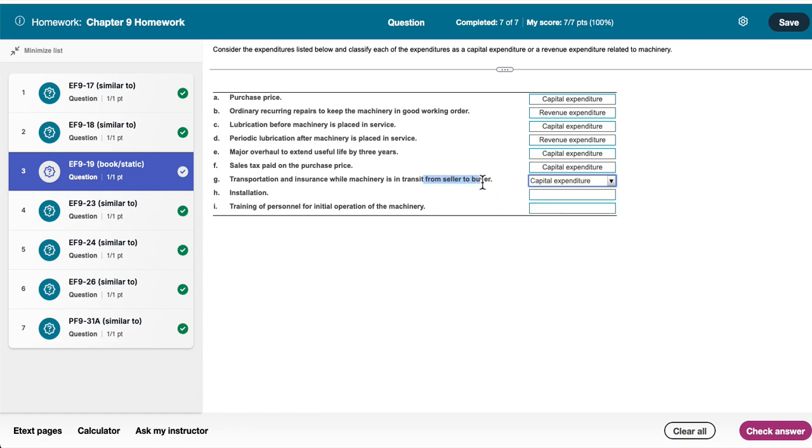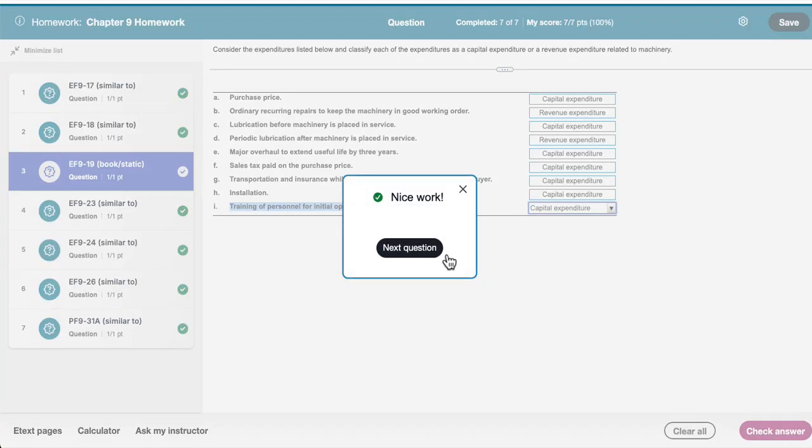In transit from seller to buyer, so you're acquiring this new asset. Installation, yep, you're paying someone to bring in a new asset. Training of personnel, yep, you're making sure this asset can run properly. There you go. That's just the simple sort of classifying of capital versus revenue expenditures very quickly.